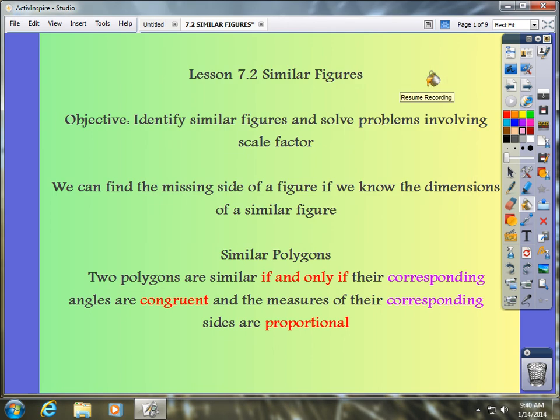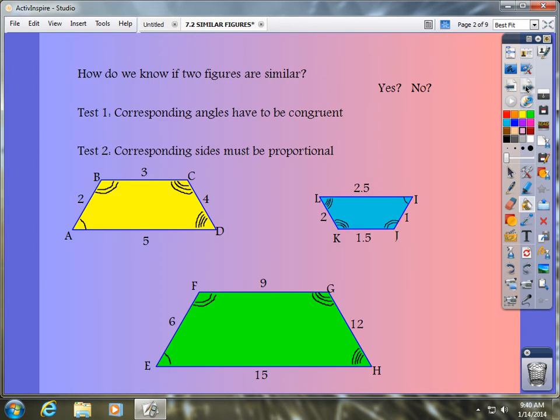To talk about similar figures today. We can find the missing side of a figure if we know the dimensions of another figure that's similar to it. So we're going to start off today with the definition of similar polygons. Two polygons are similar if and only if their corresponding angles are congruent and the measure of their corresponding sides are proportional. So we need to know congruency and proportional.